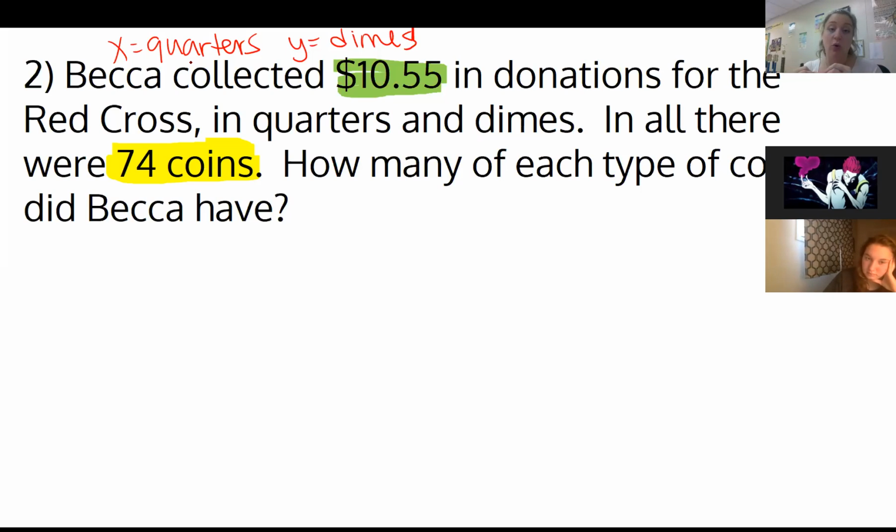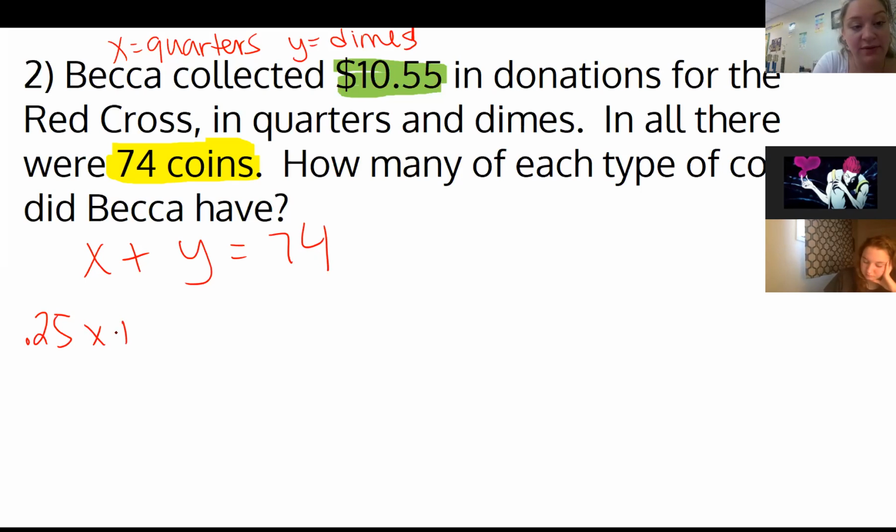Let's start with my total coins, okay? I have 74 total coins. So that means all of my quarters plus all of my dimes is gonna equal a total of 74 coins in total, okay? When it comes to money, well, how much is a quarter worth? 25 cents, right? So 25 cents for each of those quarters plus 10 cents for each of those dimes is gonna give me a total of $10.55.